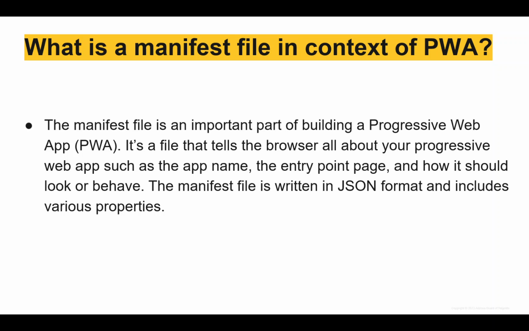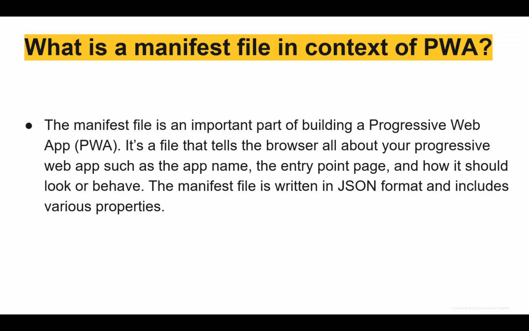So what is a manifest file? Manifest file is used in most web-based applications. It is also used in some DevOps technologies, but in terms of PWA, it is a way to communicate to the browser what all things we want to tell the browser about how our progressive web app should look when it's opened in a mobile device or tablet, and there are many more properties that we can provide in the manifest file.